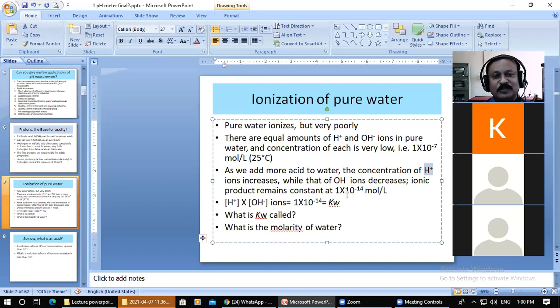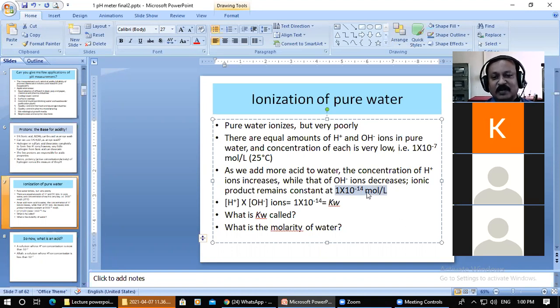Now this product we call the ionic product. If we multiply the number of protons and the number of hydroxyl ions, that particular number is called the ionic product. This ionic product will always remain constant, and that is 1 into 10 raised to minus 14 per liter.